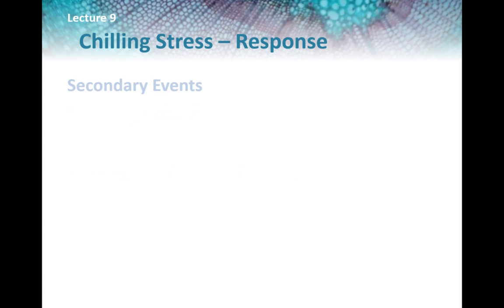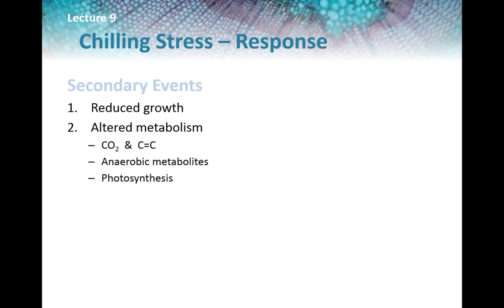Let's start with the secondary events, which are the symptoms that we see when chilling sensitive plants get injured. And after that, we will look at the primary events that would explain how those symptoms affect the plant's tissue. Secondary events include the physiological changes that lead to symptoms. Examples of injury symptoms include stunted plants with reduced vigor and reduced meristematic development, altered metabolism, where we notice increased rates of CO2 and ethylene production, increased levels of anaerobic metabolites, and reduced photosynthetic rates.